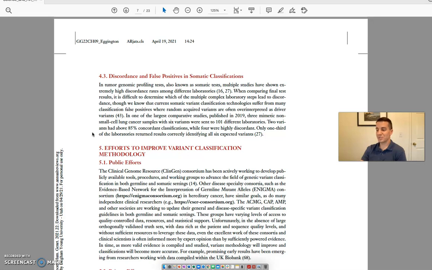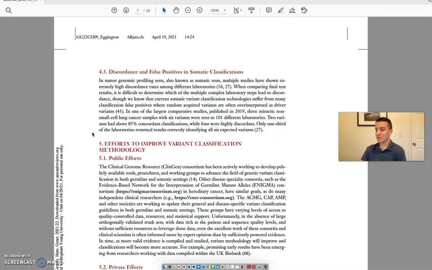In one of the largest comparative studies, published in 2019, 3 mimetic non-small cell lung cancer samples with 6 variants were sent to 101 different laboratories. 2 variants had above 85% concordant classifications, while 4 were highly discordant. Only 1/3 of the laboratories returned results correctly identifying all 6 expected variants.